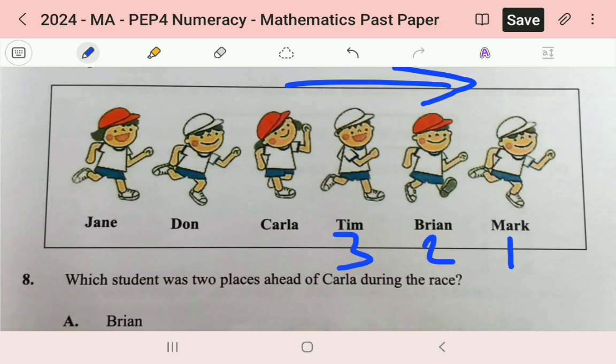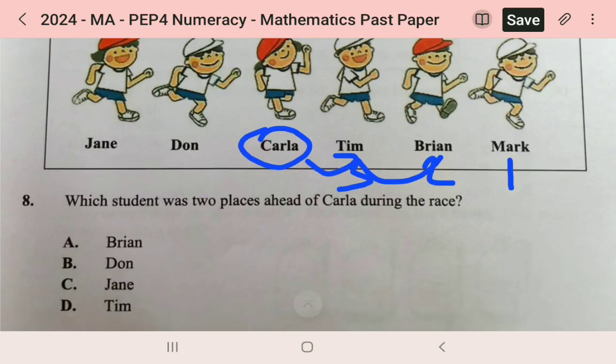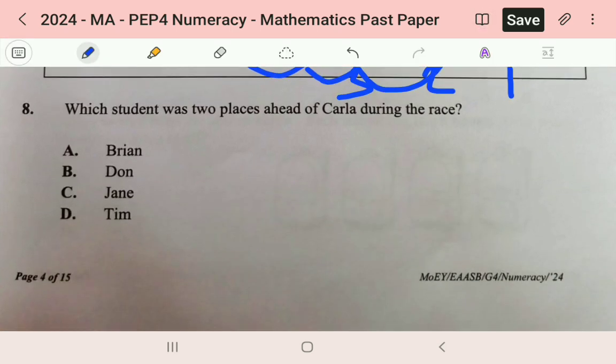Which student was 2 places ahead of Carla during the race? So you find Carla and you're looking 2 places ahead. So this is one, it's Brian. Brian is 2 places ahead. Brian is at A.